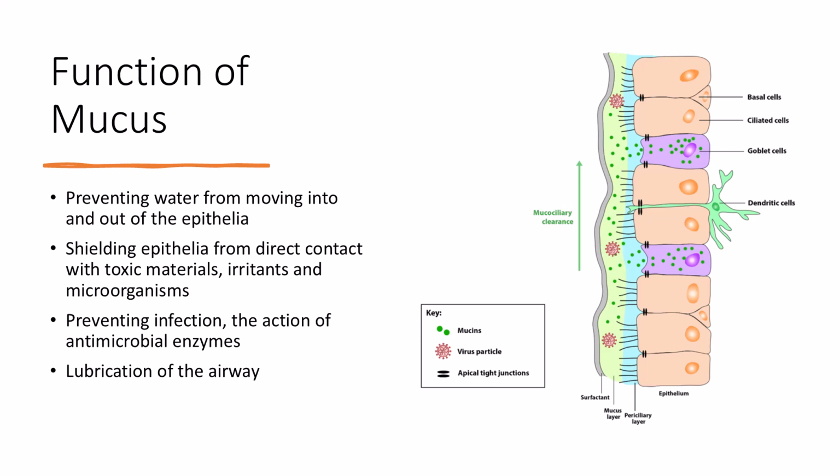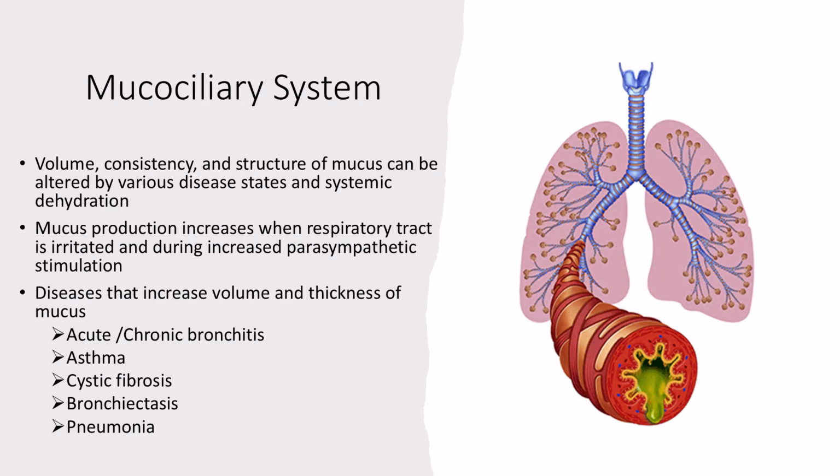In summary, mucus is vital for maintaining respiratory health by trapping harmful substances, facilitating their removal, and supporting the immune system. The mucociliary system in the respiratory tract can be significantly affected by various diseases, leading to impaired clearance of mucus, increased susceptibility to infections, and compromised lung function. Here we will discuss the effect of various respiratory diseases on the mucociliary system.